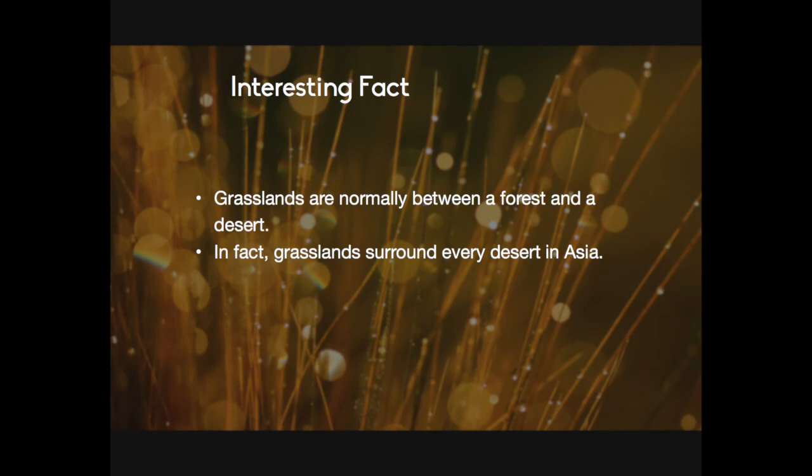My favorite interesting fact about the temperate grasslands is that temperate grasslands surround every desert in Asia. The biome is also normally situated between a forest and a desert. This happens because the temperate grasslands biome gets enough rain to not be dry and bare like a desert, and does not get enough rain to be able to grow trees like in a forest. That's why it's normally situated in between them.